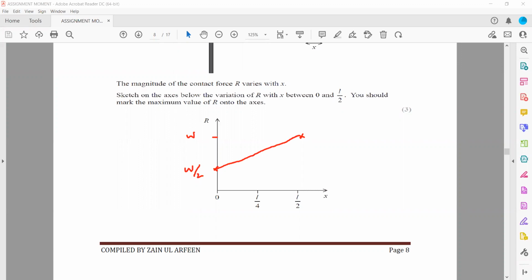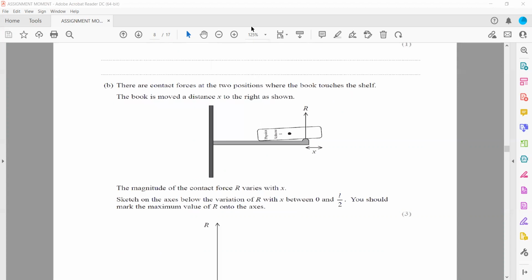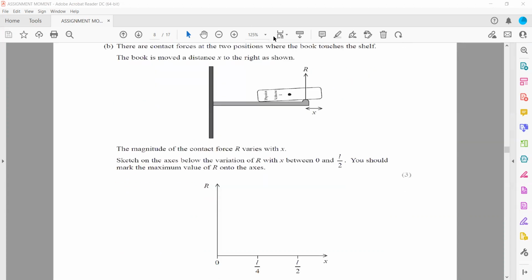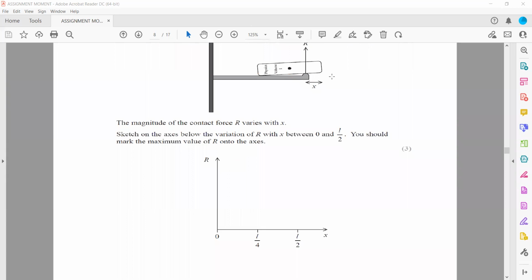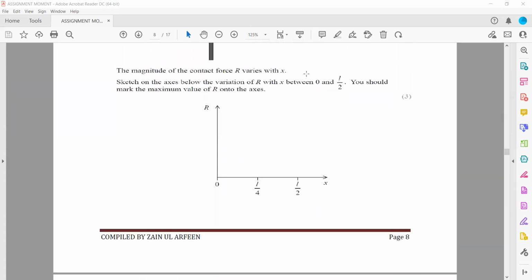Yes, sir. So the idea is that the normal contact force is producing an anti-clockwise moment that balances with a clockwise moment due to the weight. As we move the book towards the edge, the normal contact force must increase to create the same turning effect. The distance of the point where the normal contact force is acting is constant, so that distance remains the same, but the position of the book is changing. So it has to create a greater moment. The only thing that can change is R, but the distance for R is not changing as it is acting on the edge.